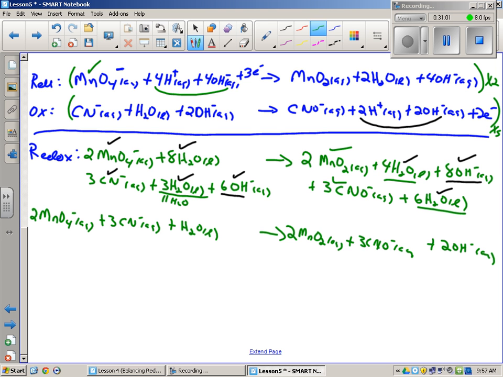Okay. Let's take a look here. We'll find out pretty quickly. 2 Mn, 2 Mn. 3 C, 3 C. Now, oxygens. 8, 9, 4 and 3 is 7, 8, 9. Good. Hydrogens. 2, 2. Good. Charges. 2 minus, 3 minus, that's 5 minus. 3 minus and 2 minus, 5 minus. Good. Okay. So, lots of work there, obviously.